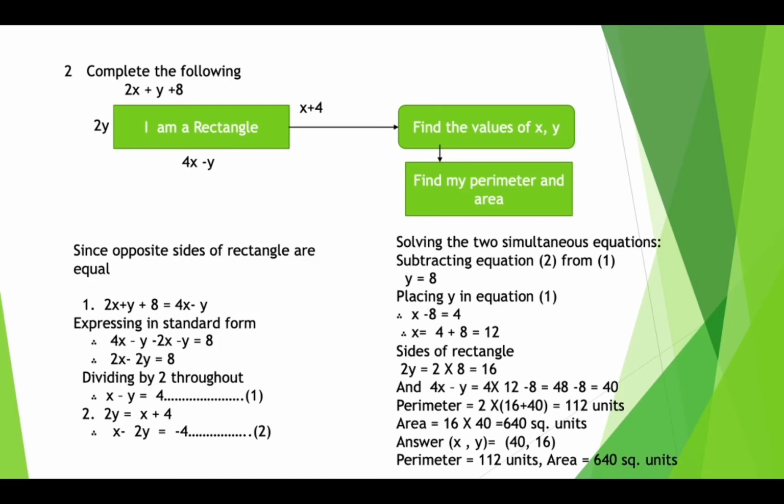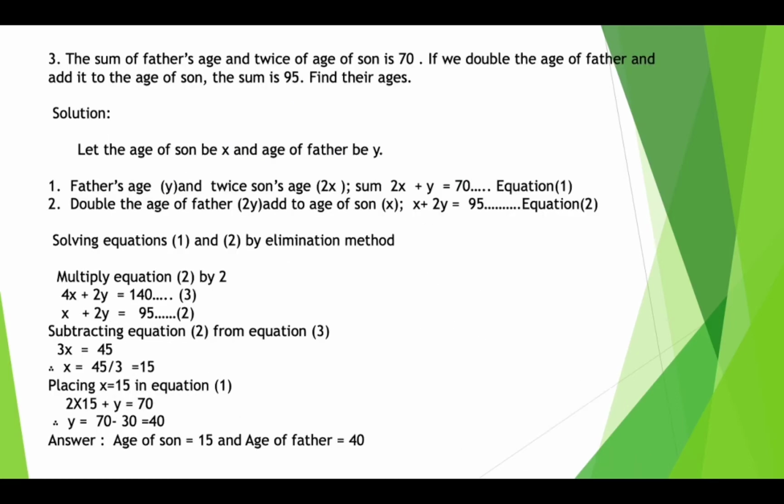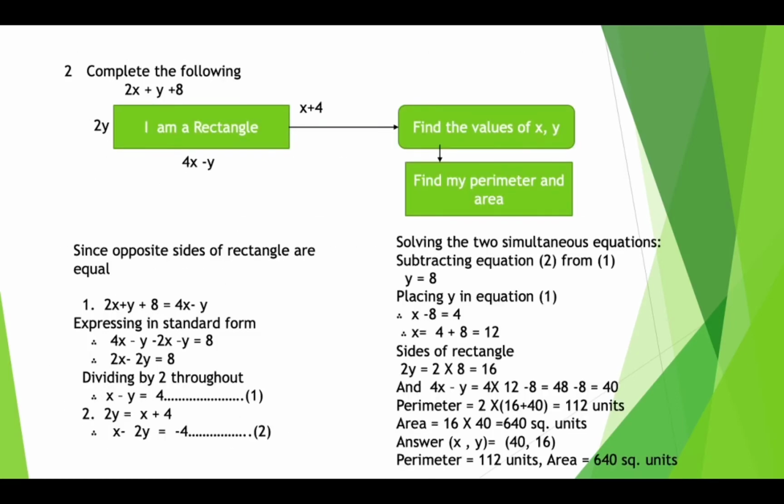So the sides of rectangle are 2y is one side, which is 2 into 8 equal to 16, and second side is 4x minus y, which is equal to 40. So the perimeter is 2 into 16 plus 40, 56 into 2, 112 units. Area is 16 into 40, 640 square units. Answer: x, y is 40, 16, perimeter 112, and area is 640. You can write that in the blank.